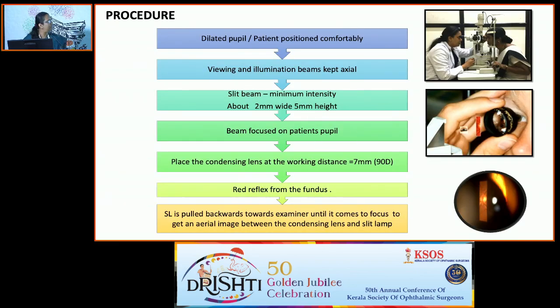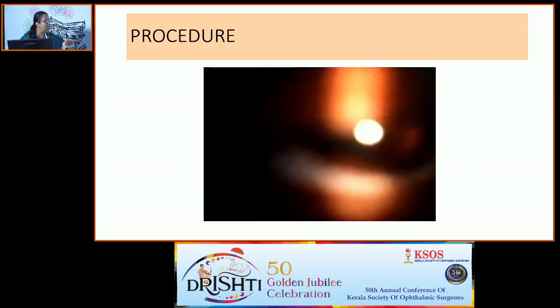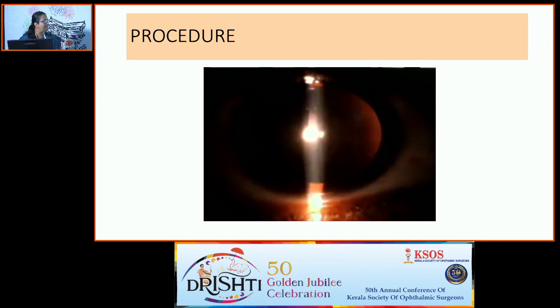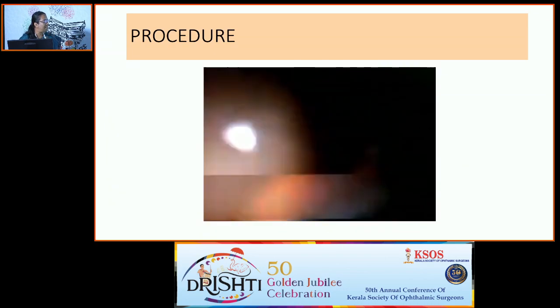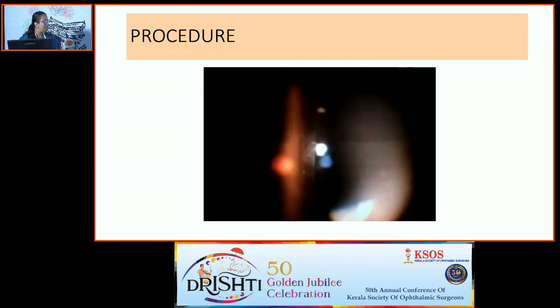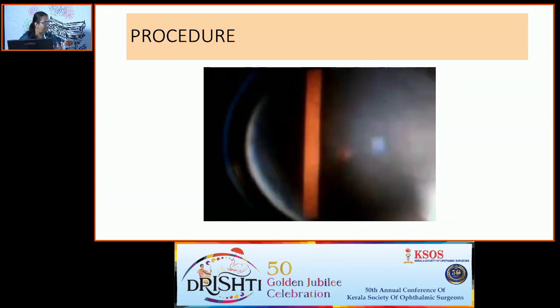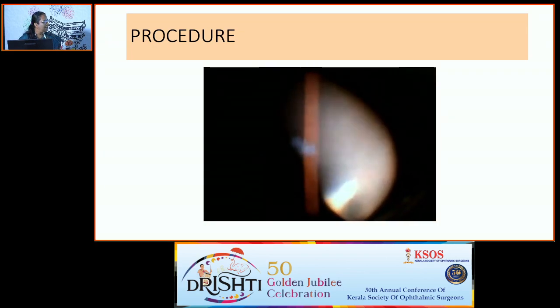Now, basically, the procedure is you dilate the pupil, the patient is positioned comfortably, and viewing and illumination are kept axial. The slit lamp, you keep at minimum intensity, about 2 millimeter wide and 5 millimeter height. The beam is focused on the patient's pupil. You see the condensing lens at the working distance. Red reflex is seen from the fundus, and the slit lamp is pulled backwards. You see the dilated pupil, you see the slit beam adjusted to the pupil size, and the red glow is seen. The condensing lens is now placed in between, and then you pull back the slit lamp, and then you adjust your slit to make it very precise.